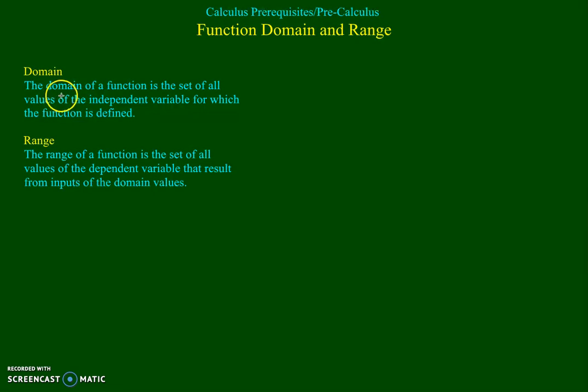Domain is simply the set of all values in the independent variable for which the function is defined, which means if we have a function that's not defined at any particular x value, then that x value is outside the domain of the function. So it's the set of all x values where the function exists. The range is the set of all values of the dependent variable that result from the inputs of the domain values. So the domain is the values of the independent, and the range is the values of the dependent variables. So let's take a look at a couple of examples.